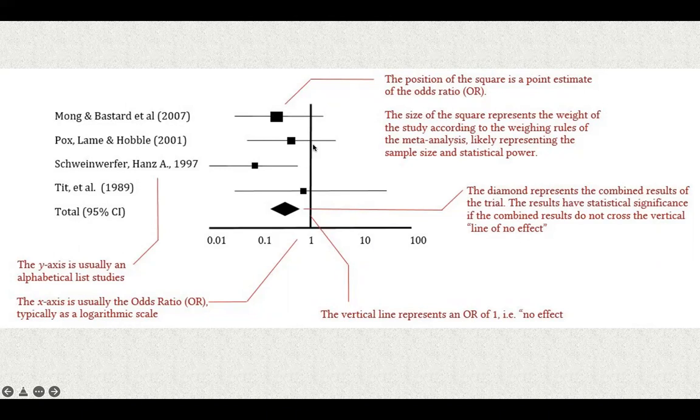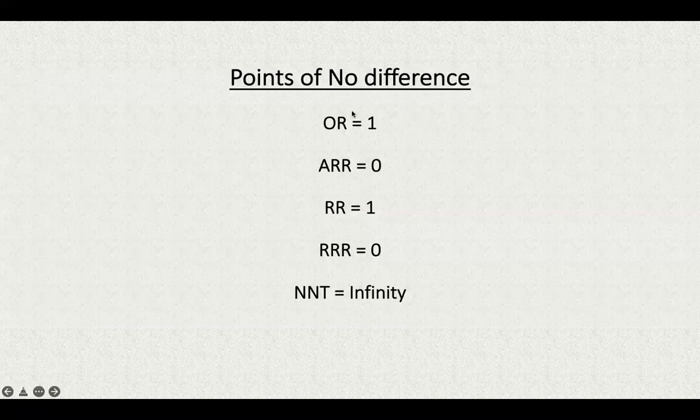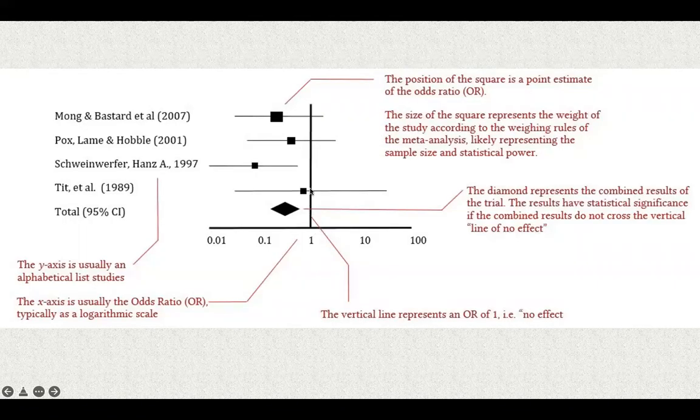But how would you analyze or interpret it by the values and not by looking at the graph? Let me tell you. Remember, the point of no difference for odds ratio is 1, and that is why this is called the line of no effect, because it lies at 1.